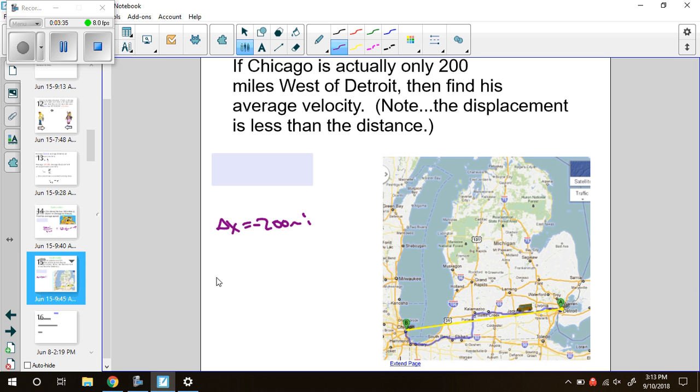So our velocity, or our average velocity, is going to be negative 200 divided by 5 hours, because it's still going to take him 5 hours, even though he's only 200 miles away. So that should give him a negative 40 miles per hour as his average velocity.